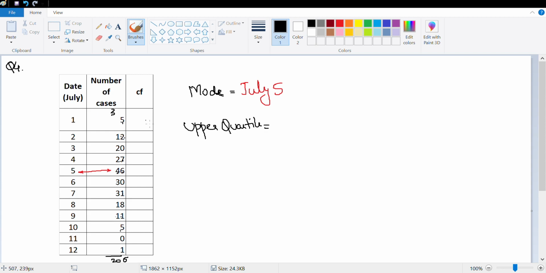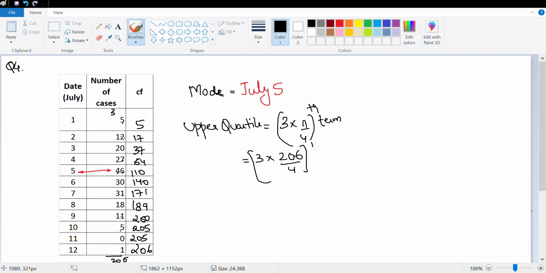I will need the cumulative frequency, which is 5, 17, 37, 57, 64, 110, 140, 171, 189, 200, 205, 205, and 206. So my upper quartile is the 3n by 4th term, which is 3 into 206 upon 4, which is 154.5th term. Okay, so let's look at where the 155th term comes. The 155th term will come after 140 and between 140 and 171. So my upper quartile happens on 7th of July.